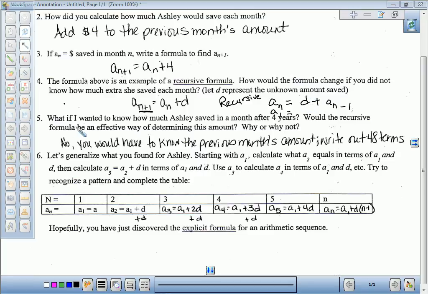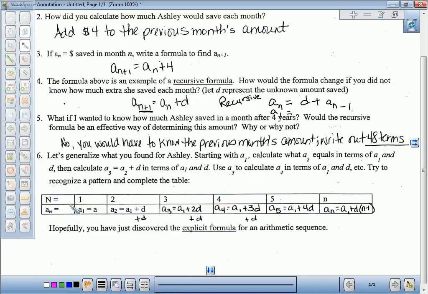Okay, so number 5. If you wanted to know how much Ashley saved a month after 4 years, would the recursive formula be an effective way? No, it's irritating. Because you'd have to add all the way up to that point. You'd have to write out 48 terms. So the recursive formula is somewhat limited in what you can do with it. So the next step was they were trying to help you remember the formula, the explicit formula.